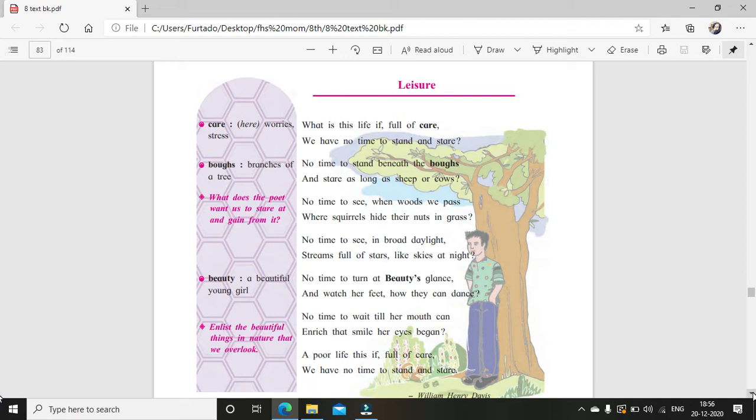Next line, no time to see when woods we pass, where squirrels hide their nuts in grass. Now here the first line is alliteration because the letter W is repeated. Woods means the forest or places where there is lots of greenery. So we may pass the greenery but we don't even look at it.